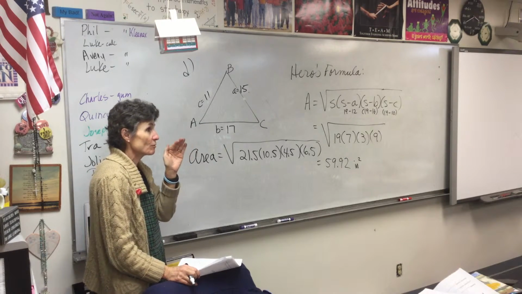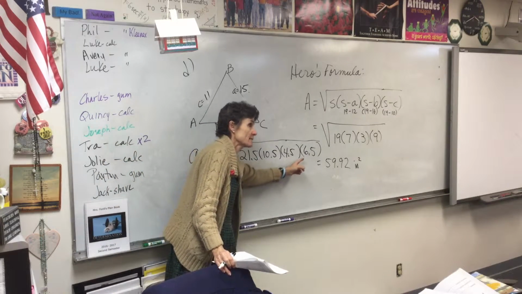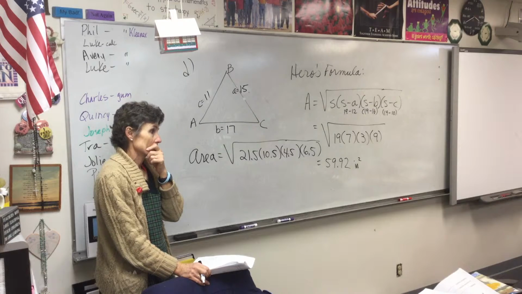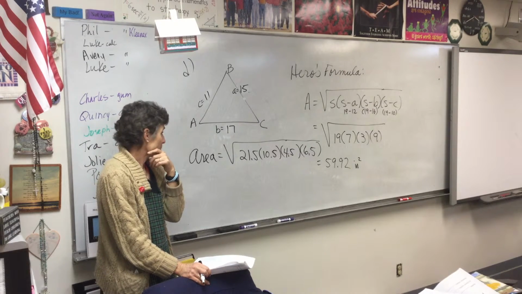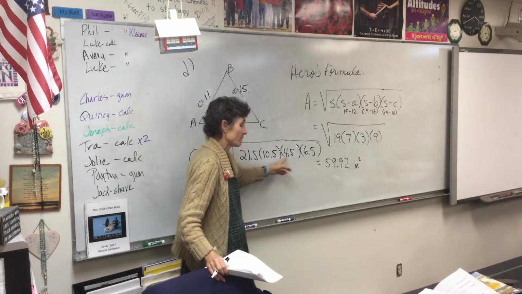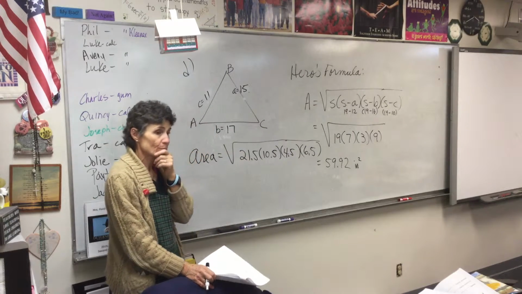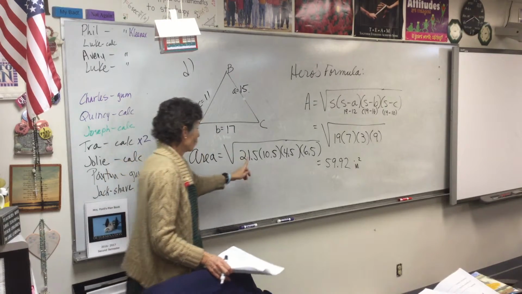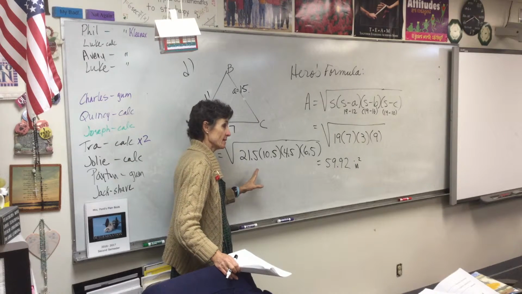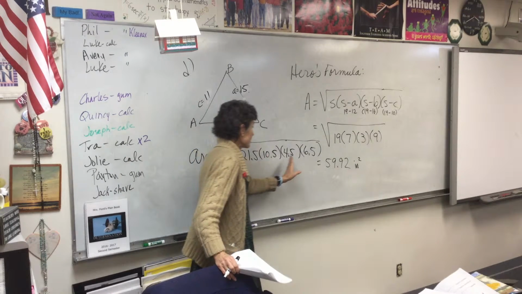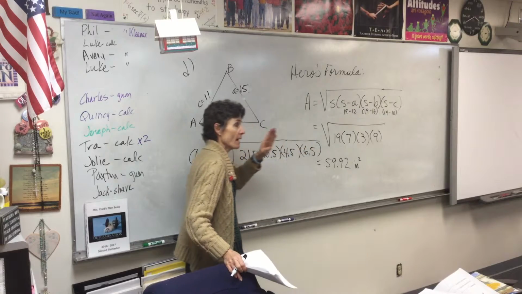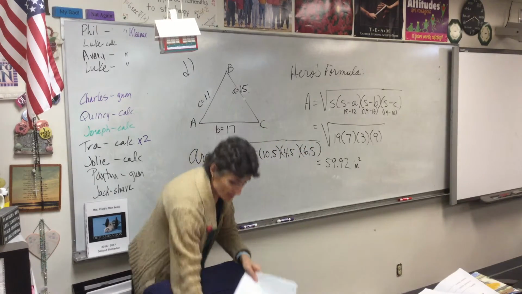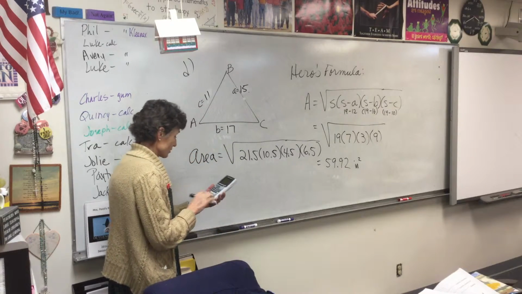Does everyone understand where all 4 of these numbers came from? Doesn't matter what order they are. We're going to multiply them all together, so the order doesn't matter. Just remember, you need 4 numbers. One is the semi-perimeter plain by itself. These are all the semi-perimeter minus each side. So did you get an answer?